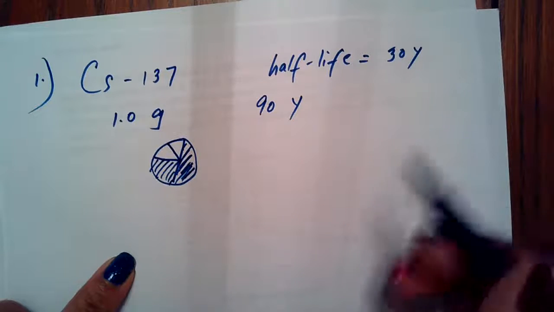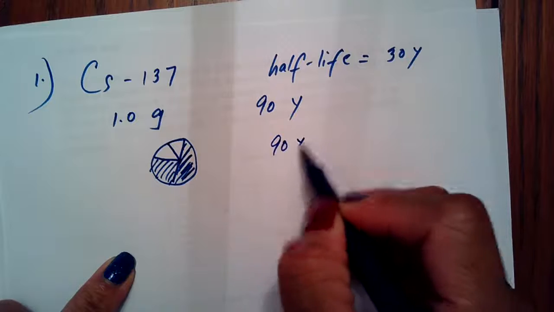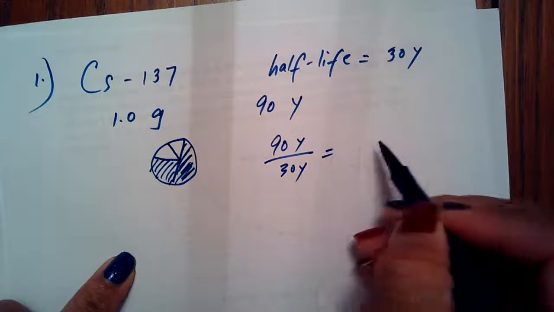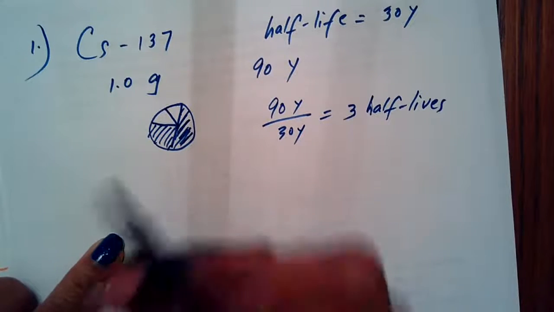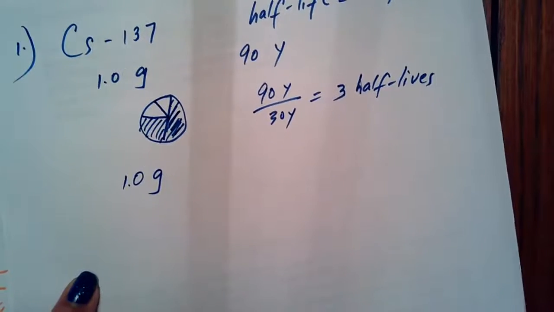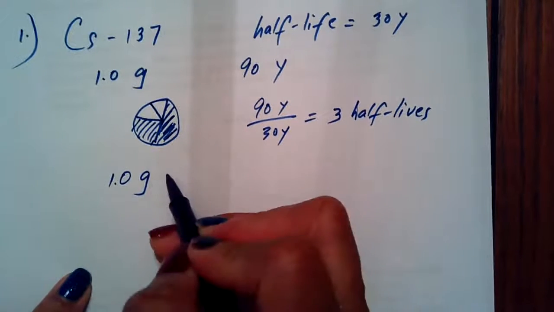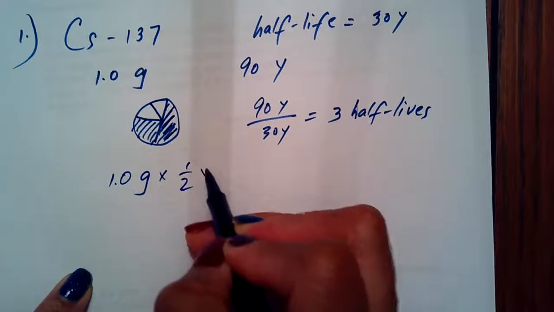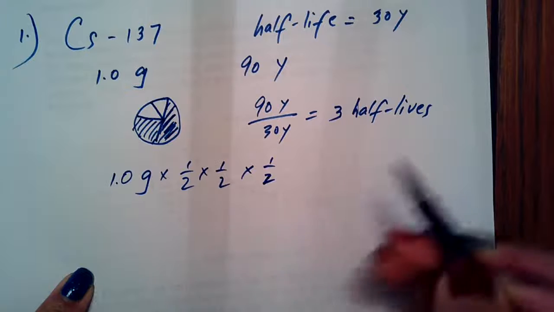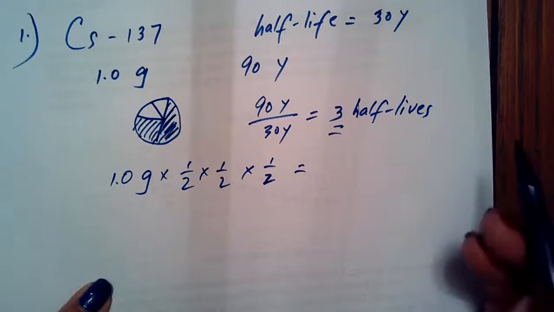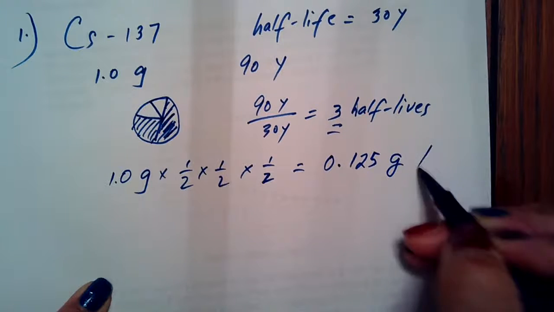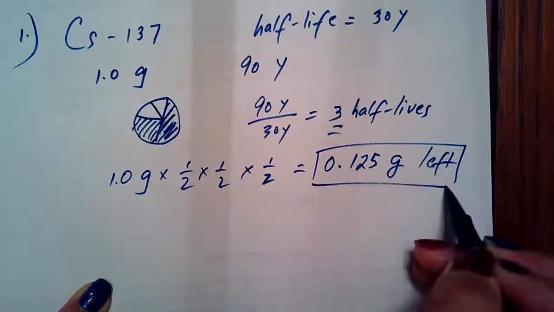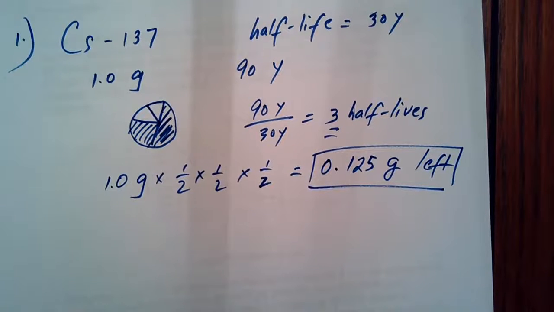So let's figure out how many half-lives have occurred. 90 years divided by 30 years means you have 3 half-lives that occurred here. So let's take a look at your starting mass of 1 gram. We're going to multiply this by 1/2 times 1/2 times 1/2 because you have 3 half-lives. So what you're going to end up with is 0.125 grams left of the cesium after 90 years, and you started with 1 gram. Okay, so that's an example.